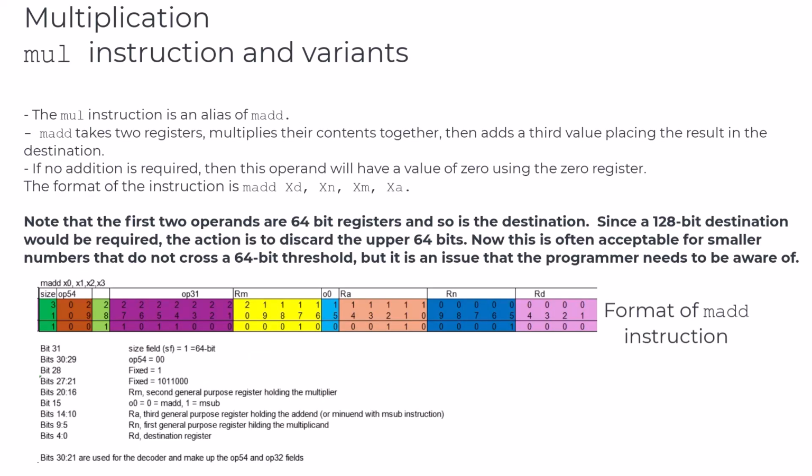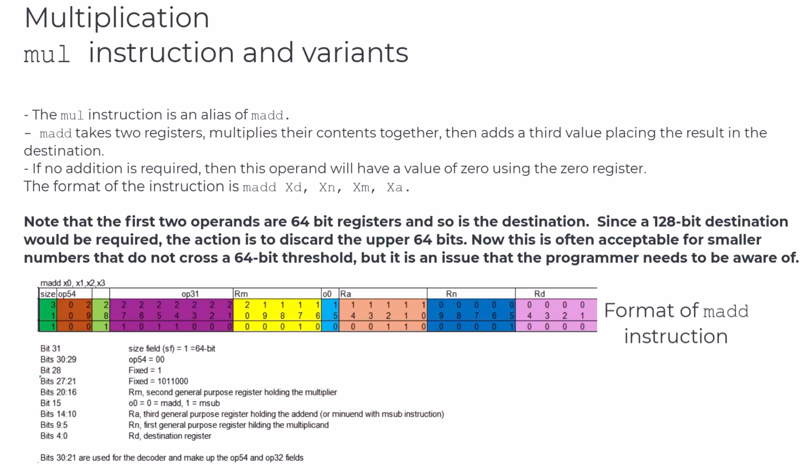The next instruction that we're going to look at is multiplication, and there are many variants of the multiplication instruction. First of all, the MUL instruction is actually an alias of MADD. The idea behind the multiply and add is that it'll take 3 register operands. It will multiply 2 of the registers together, and then after that it will add a third value placing the result in the destination. Sometimes you'll only want to multiply 2 registers on their own and not perform addition. So in this case, the addition operand will have a value of 0.